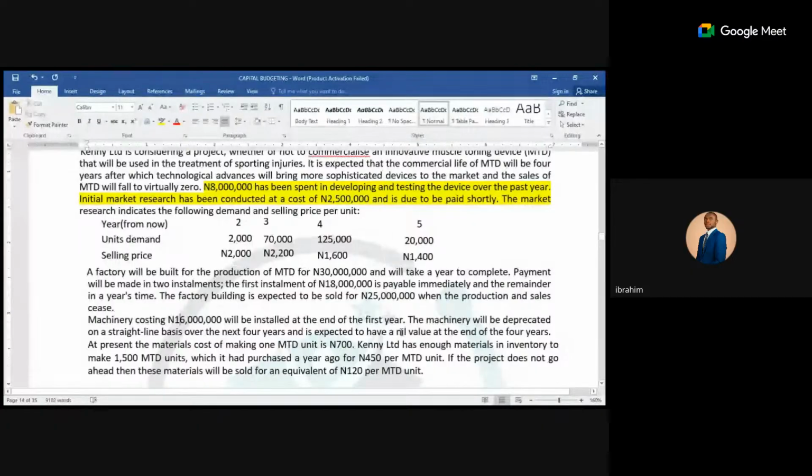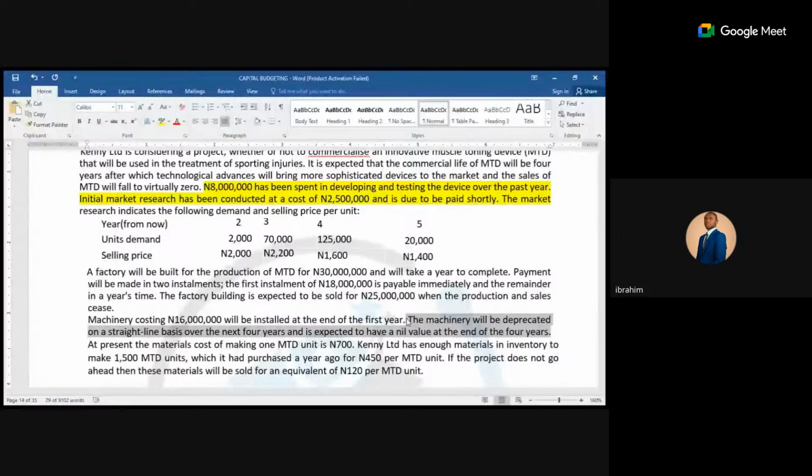Will be installed. That is when it will be installed, but the cost will be at year 0, where you've just bought an equipment that you want to use for a project, will you say it started at year 1? No, it will have to start at year 0, because that year 0, it is assumed that you've not commenced operation. Now, the machinery will be depreciated on straight line basis over the next 4 years, and it's expected to have a new value at the end of 4 years. So the scrap value will be nil at the end of 4 years.